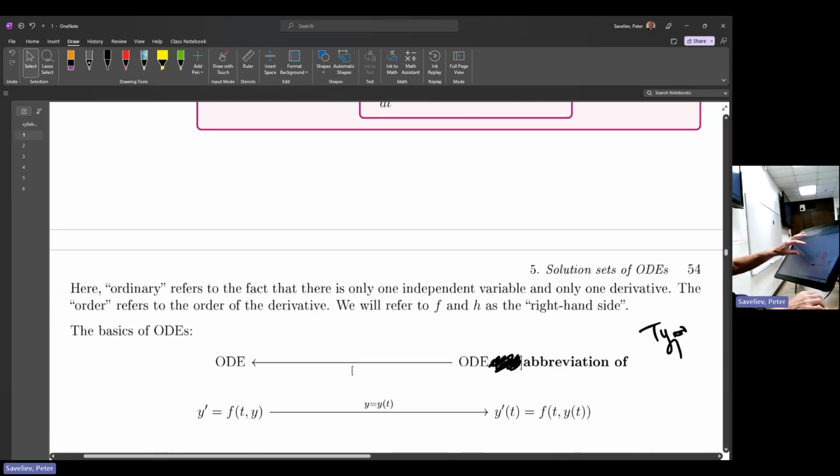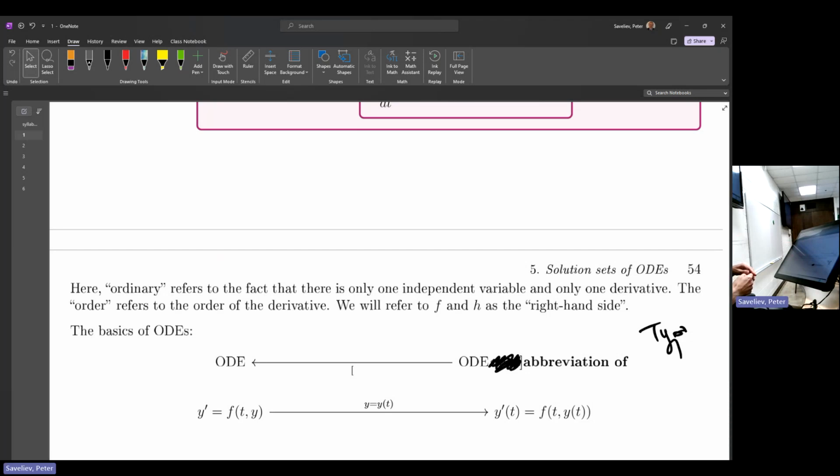Ordinary refers to the fact that we have one independent variable. So no partial derivatives, which is a separate topic. We might have enough time to look into that.